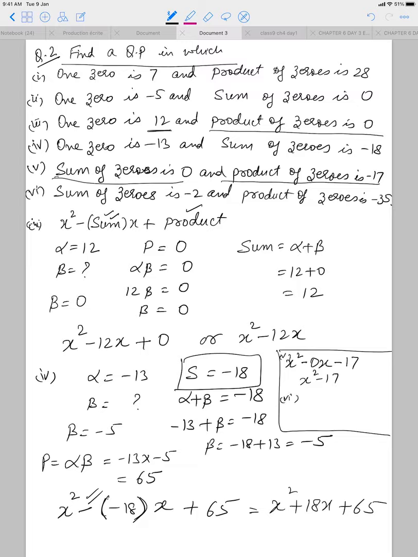Now in the sixth part, sum is minus 2, product is minus 35. So x square minus is anyway there by default, and then the sum is minus 2, so I'll write it in the bracket, into x plus product, which is minus 35. So I'll get x square plus 2x minus 35 is the required polynomial.